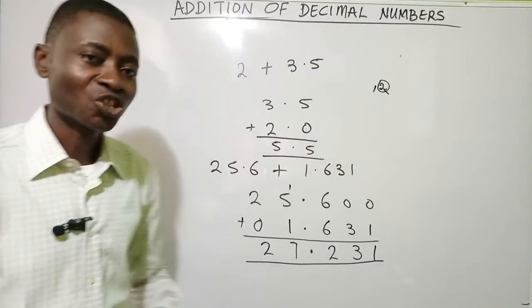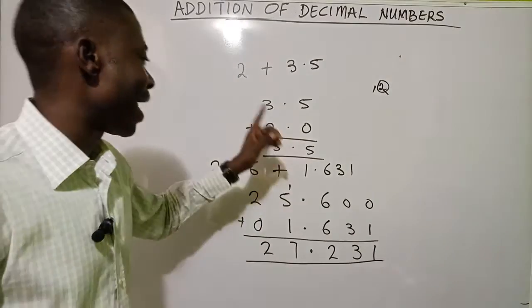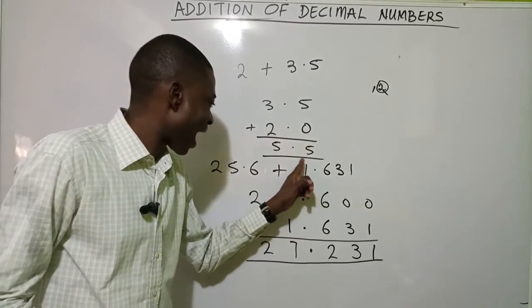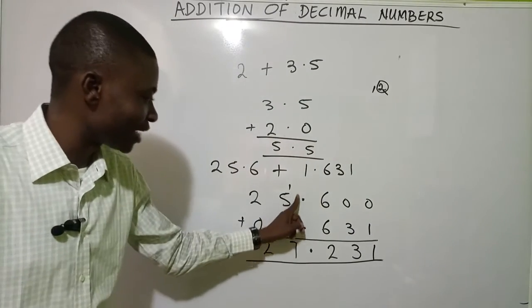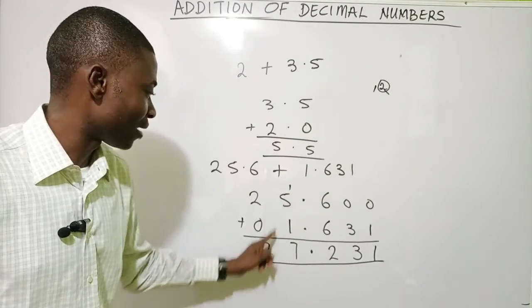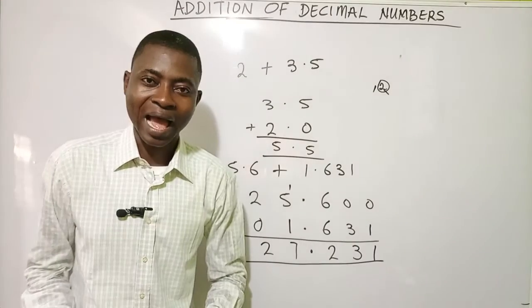So this is our answer: 27.231. Again, what is the key? The key is to always make sure to align your decimal point. Make sure they are on a straight line. Once you do that, definitely you will be able to get your answer.